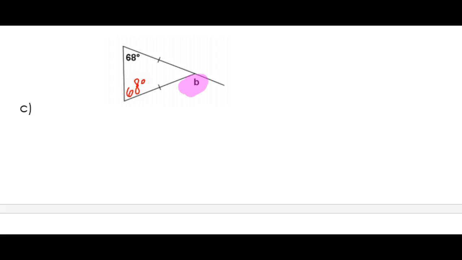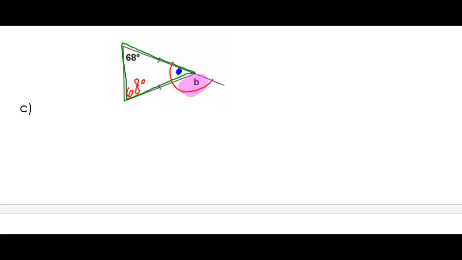Right away I notice that I have this triangle, this isosceles triangle, and that's important to consider. But then I also have a straight line here, and that's also important to consider. So my train of thought is that if I figure out what this little angle up here is, then I know that angle plus my unknown B has to total 180 degrees. That's my strategy. Let's see how it works.